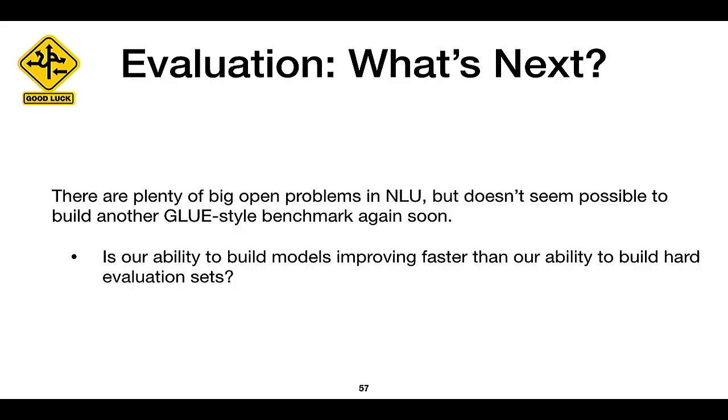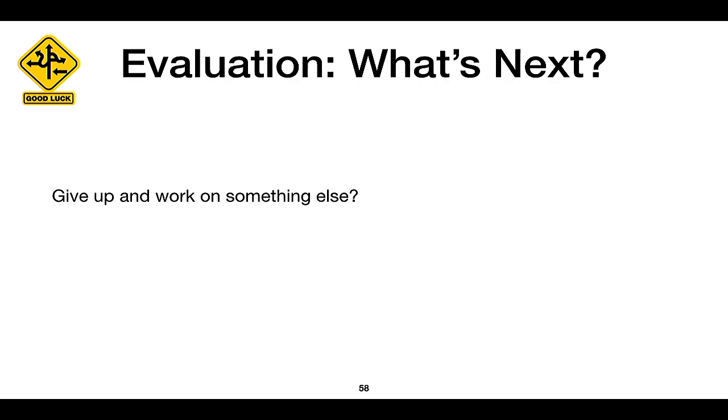Again, we tried to create SuperGLUE just at the beginning of this year, 2019. We had to throw away most of the data sets that were proposed, many of which looked legitimately hard when they were submitted. So it seems like at this particular moment, our ability to build models and scale up models and improve models is growing faster than our ability to build correspondingly difficult evaluation sets. So what do we do? Do we give up and work on something else? I mean, sure, there are lots of other problems in NLP that are arguably more urgently important. But I still think this is a hard open problem that I'd like to work on. So how might we do that?